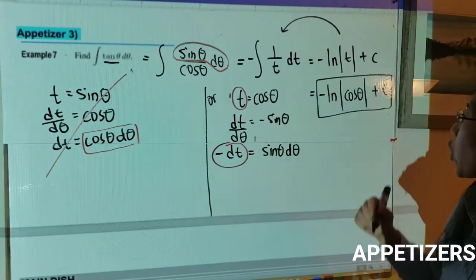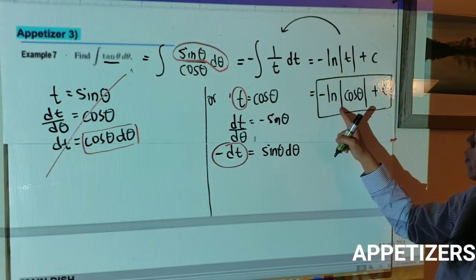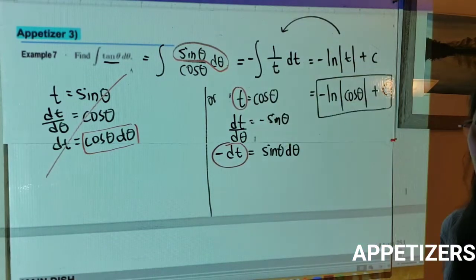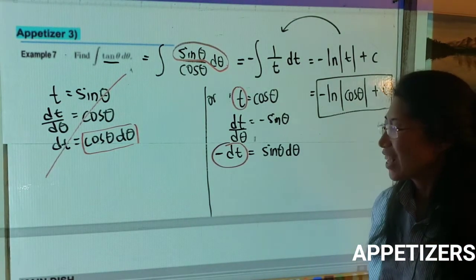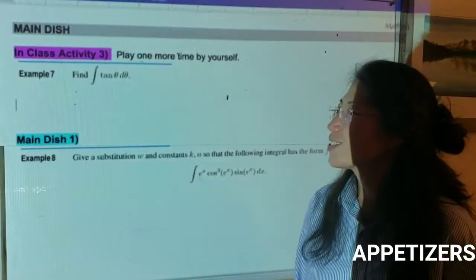Okay, that's the answer. I want you to take a derivative, and if you get tangent, your answer is correct. Yes, just 2 steps: take a derivative. So you have to choose which one will be the right t as the substitution, and let's go to the main dish. Okay, so let's look at the main dish.